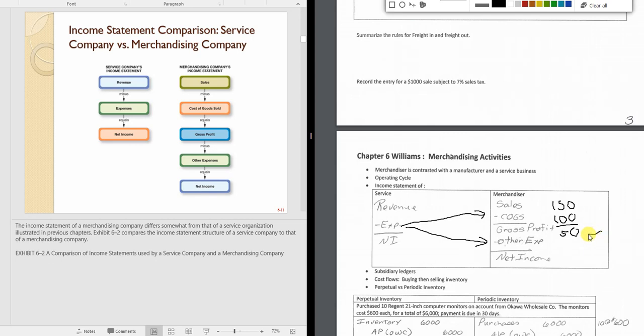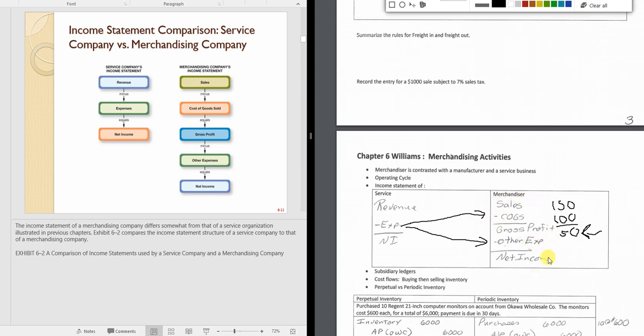So if this number is negative, my business is in a lot of trouble because I'm not even covering the cost of the merchandise that I sold. In this case, I've made $50 on my t-shirts. But I know that I have to pay advertisers, accountants, lawyers, the president of the company, etc. So everything else is down here.